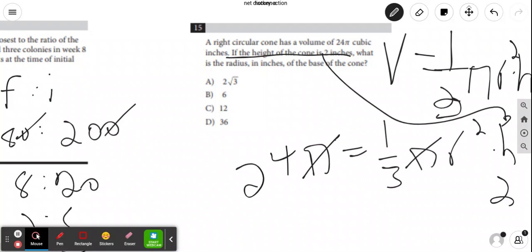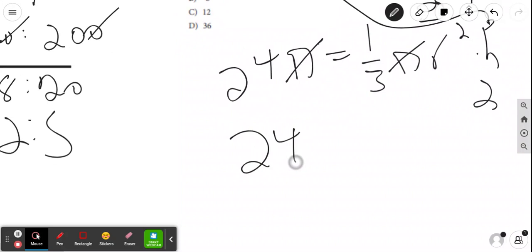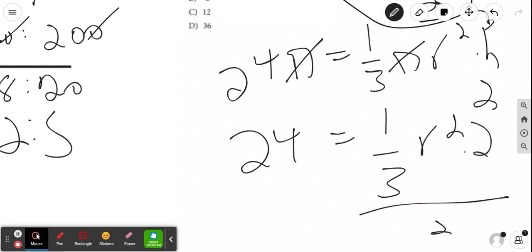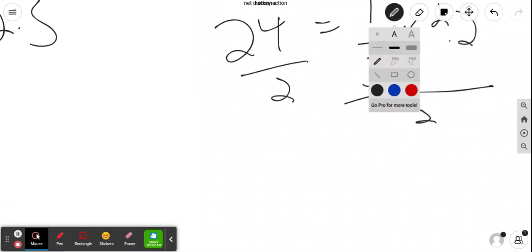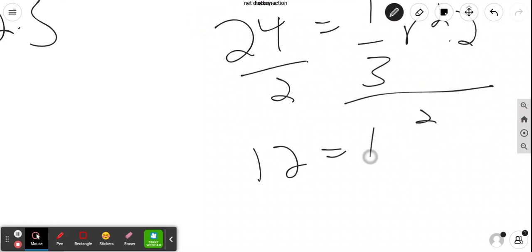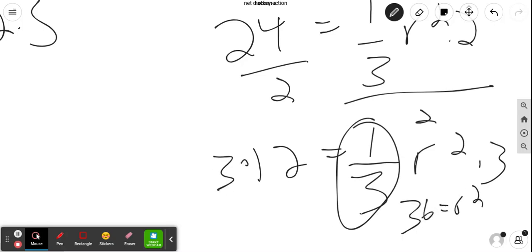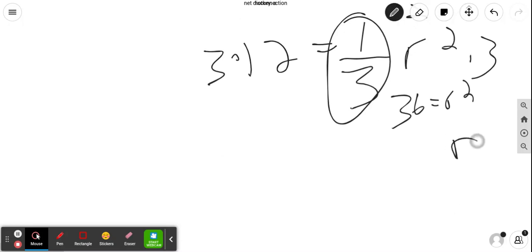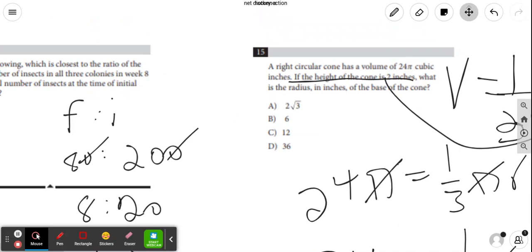So 24 equals 1/3 r squared times 2. Divide both sides by 2, and then you get 12 equals 1/3 r squared. Multiply both sides by 3 to get rid of this 1/3. You get 36 equals r squared. Take the square root of both sides. R equals 6. And that's one of the answer choices.